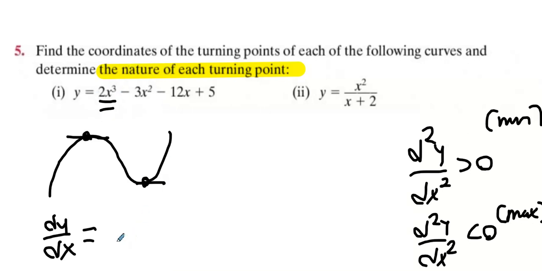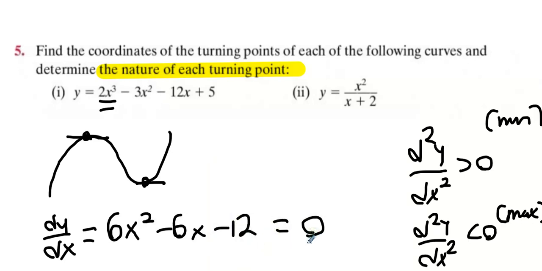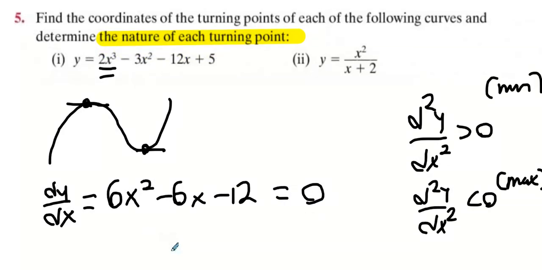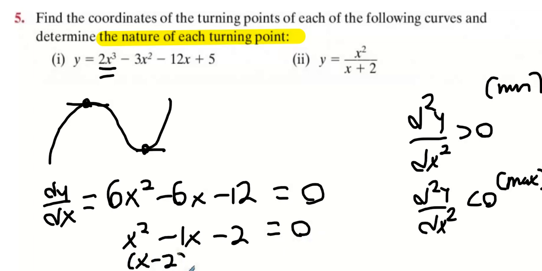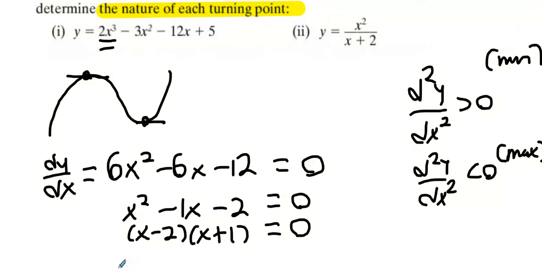So bring the 3 to the front. We go 6x squared. Bring the 2 to the front. Minus 6x minus 12. And we're going to solve that equal to 0, aren't we? I'm going to divide by 6. I'm going to solve that equation. It's going to be x minus 2 and x plus 1, okay? You do that whichever way you can. Minus b formula, factorizing, doesn't matter. Okay, then what are my 2 answers?